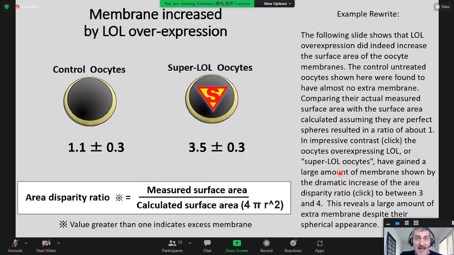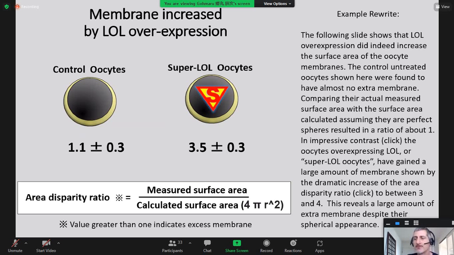And I say first, again, before we talk about the values, first I say they have gained a large amount of membrane shown by the dramatic increase of the area disparity ratio to between 3 and 4. Okay, so hopefully you can see that this is going to be easier for the audience to comprehend what the message is and how to see it from the data.